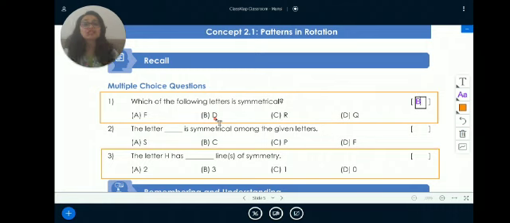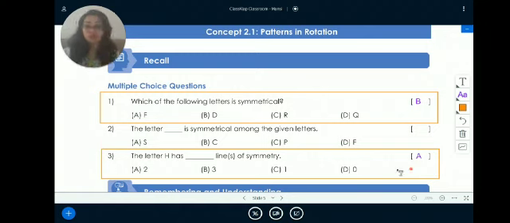Good job. Now the next question is, the letter H has dash lines of symmetry. How many lines of symmetry does letter H have? If you try to draw lines across H, think about it, take 10 seconds. What will be the answer? How many lines can you draw? And the correct answer is option A. Correct. We can draw two lines of symmetry with letter H.